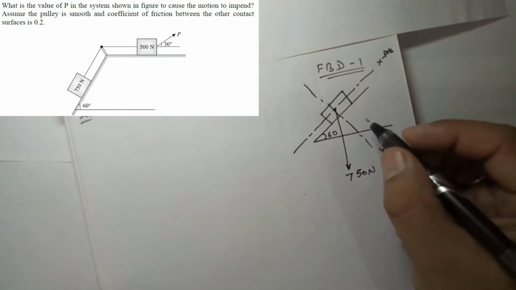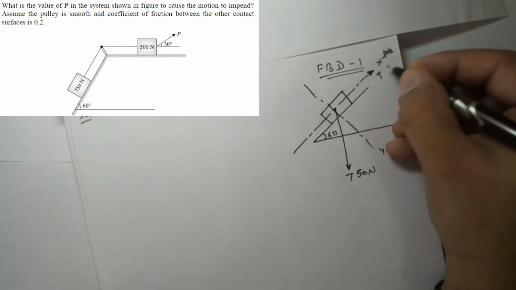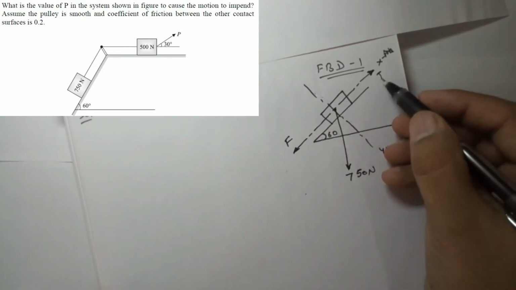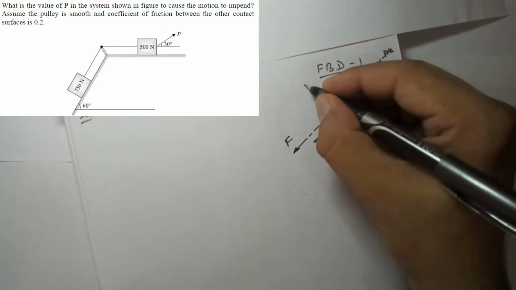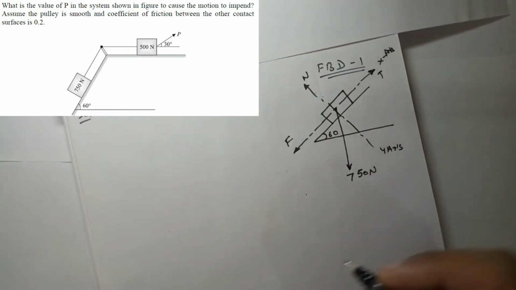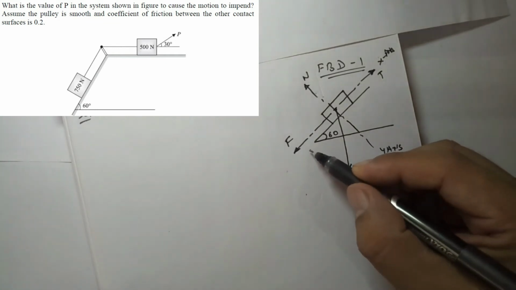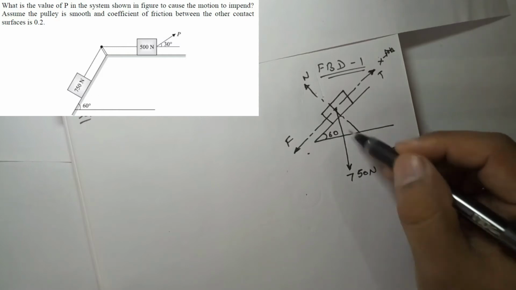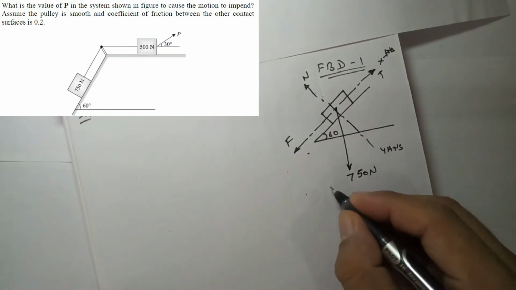Then it has one tension in the string, because it is tied with the other object. This will be the friction force, because tension is the only applied force, so friction will be in the opposite direction, and this will be the normal reaction. Now in this case only one inclined force is there. If I ask for the equations for the x-axis and y-axis, only one applied force is there, that is downward, and it is not along the x-axis or y-axis. That is the weight.